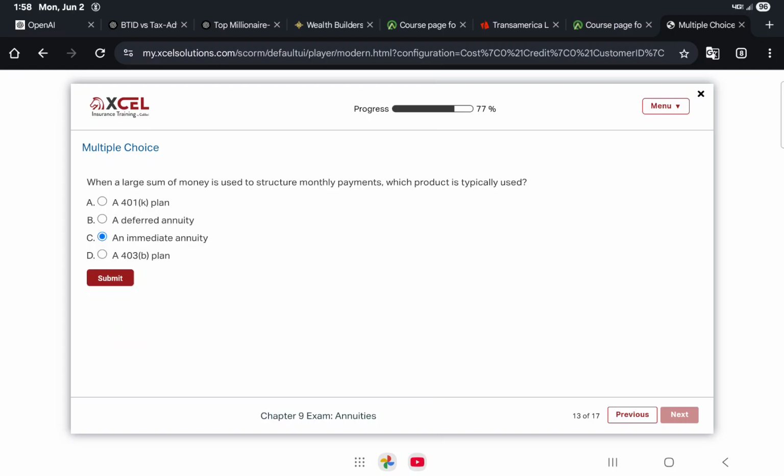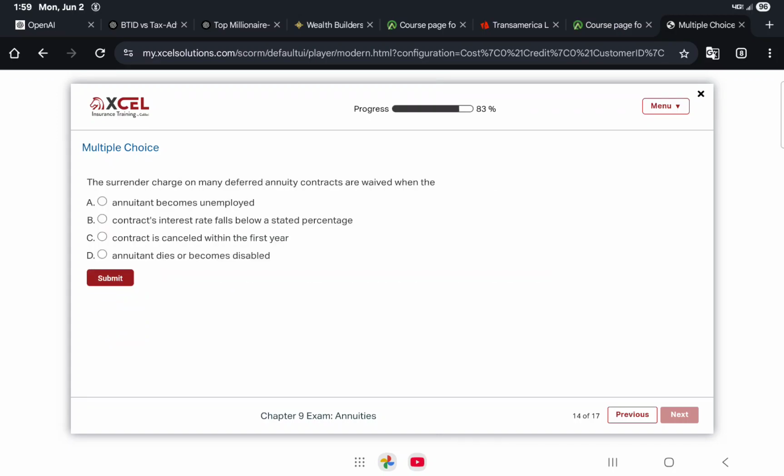They give you the option of taking the cash lump sum, which you end up getting a little bit over half. You lose a lot of it. Or you can take the 20-year annuity payment where you'll get the full amount. The surrender charge on many deferred annuity contracts are waived when the annuitant dies or becomes disabled.